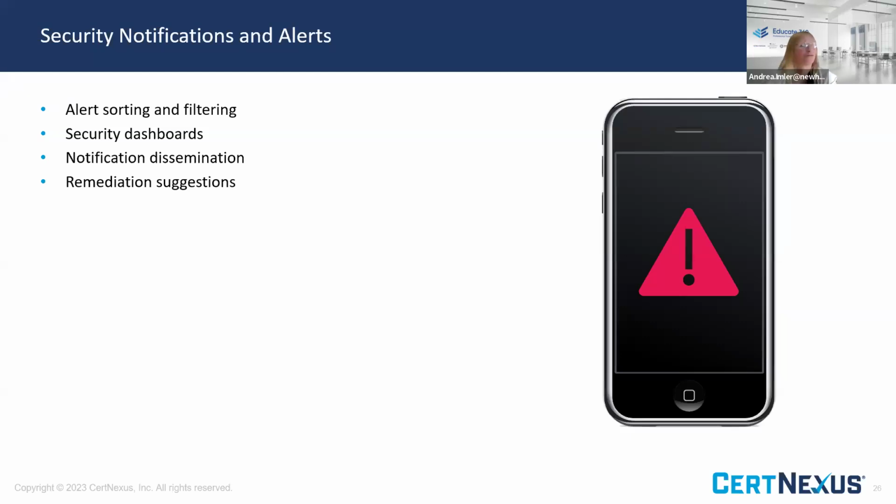It can help give security notifications and alerts. So when we do have different security issues maybe going on, it can prioritize them and alert the right people. It can filter it, show it on dashboards, and even maybe suggest different remediation to get things fixed with any security issues.